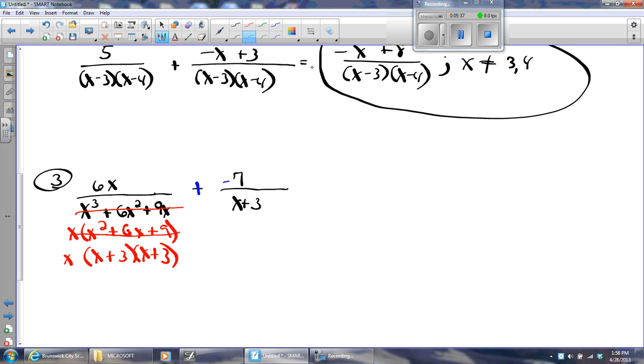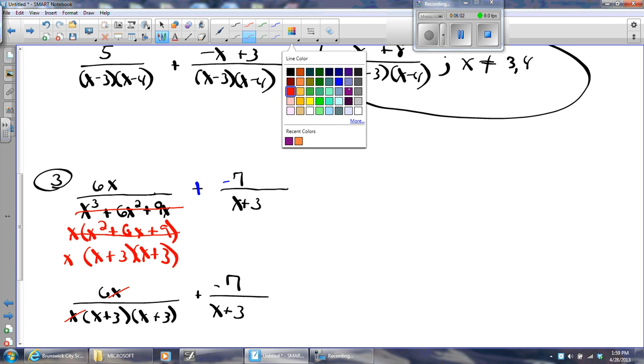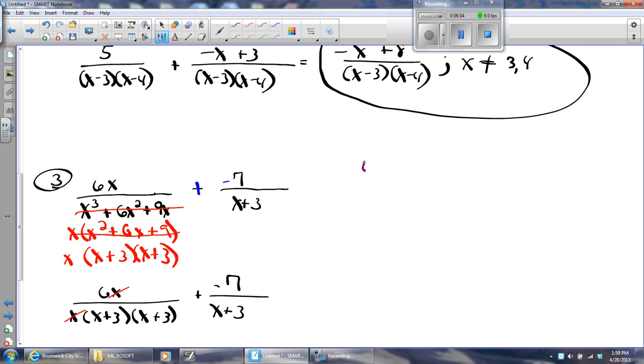all right, I now have this fraction, 6x over x times quantity of x plus 3 times quantity of x plus 3. And I have negative 7 over x plus 3. I notice that these x's can cancel out. All right, so I can go looking for my LCD. LCD, LCD, where are thee?